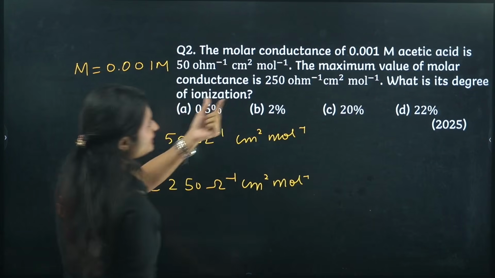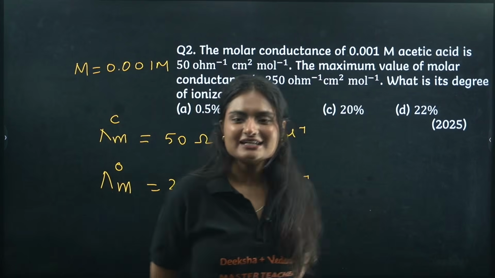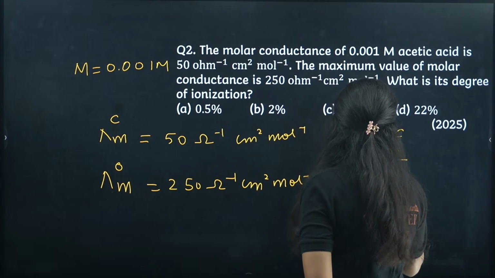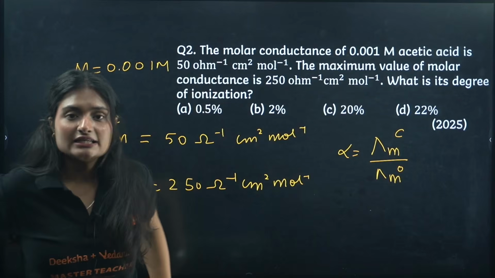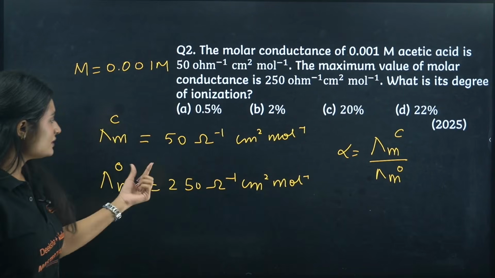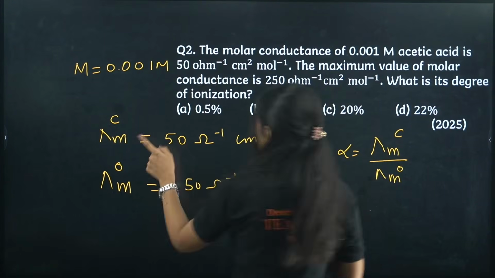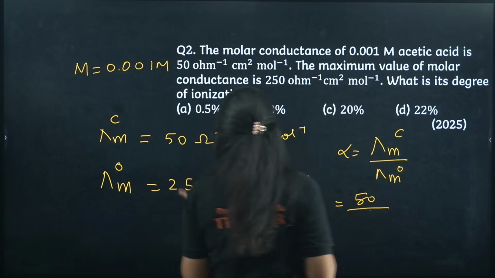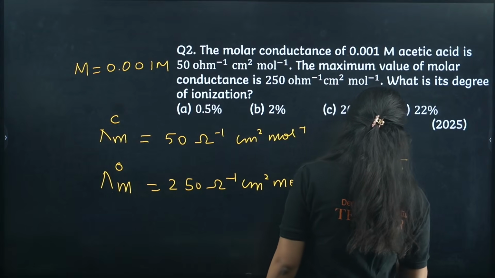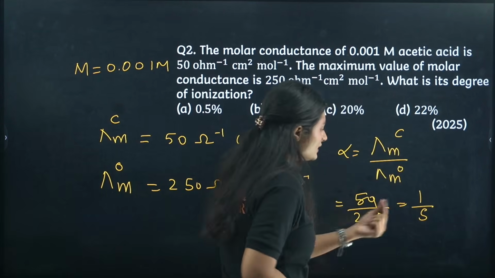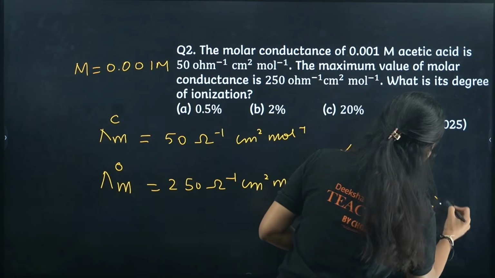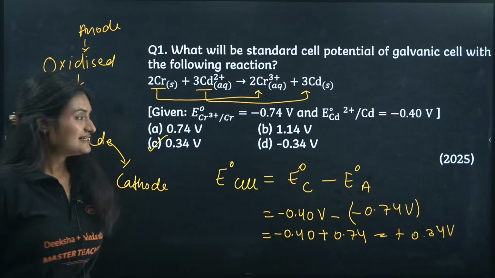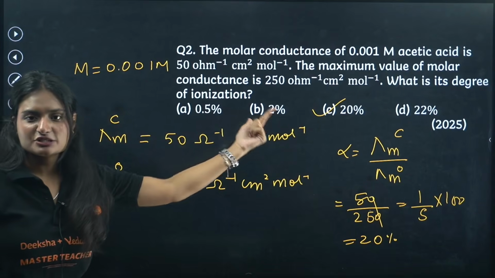Now, my dear students, we need to find the degree of ionization or degree of dissociation. Alpha is equal to molar conductance at any concentration divided by molar conductance at infinite dilution. At 0.001 M concentration the value is 50, and at infinite dilution the value is 250. So it is 50 by 250, which is 1 by 5, that is 0.25, but the answer is in percentage, so we multiply by 100 and the answer comes out to be 20%. Did you get 20%? So the answer is option C, which is 20%.